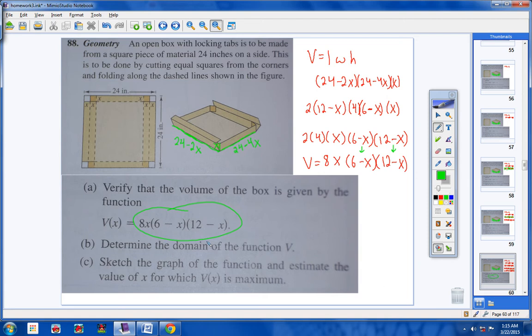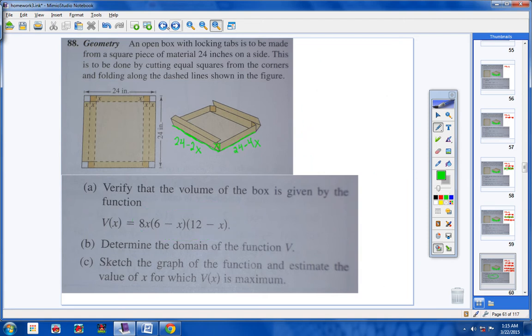This is really, really tricky. So please listen to me carefully, okay? When it comes to finding the domain, we know for sure right off the bat your domain is your x value. Because we're dealing with lengths, we know x has to definitely be greater than 0. You can't have a negative length. That's called a common sense constraint, okay?